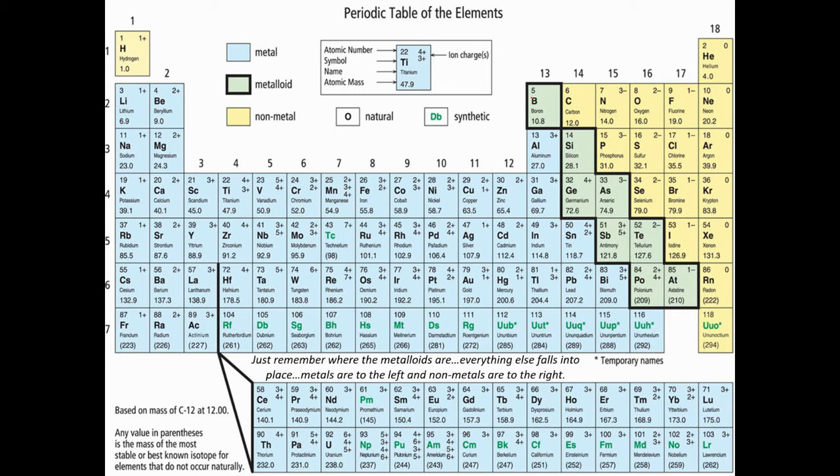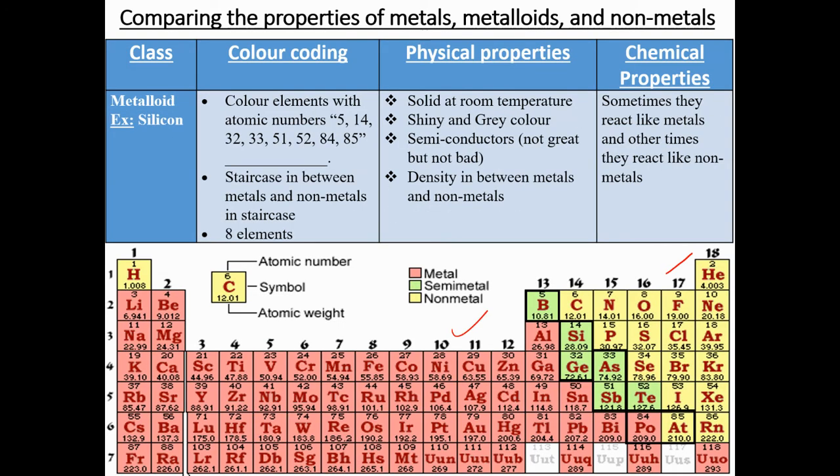So you can see over here that we have boron, silicon, germanium, arsenic, antimony, tellurium, polonium, and astatine. These are all examples of metalloids. And so if you remember this staircase, if you put that in your periodic table, then you'll remember where the metalloids are, and therefore you'll remember that the metals are on the left of that and the non-metals are on the right of that. So remember the staircase, and then you don't have to color code a periodic table every single time.